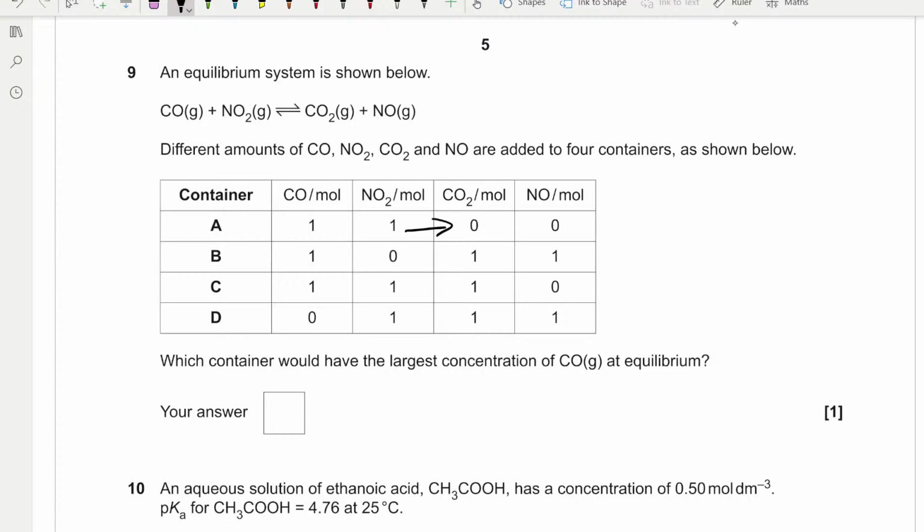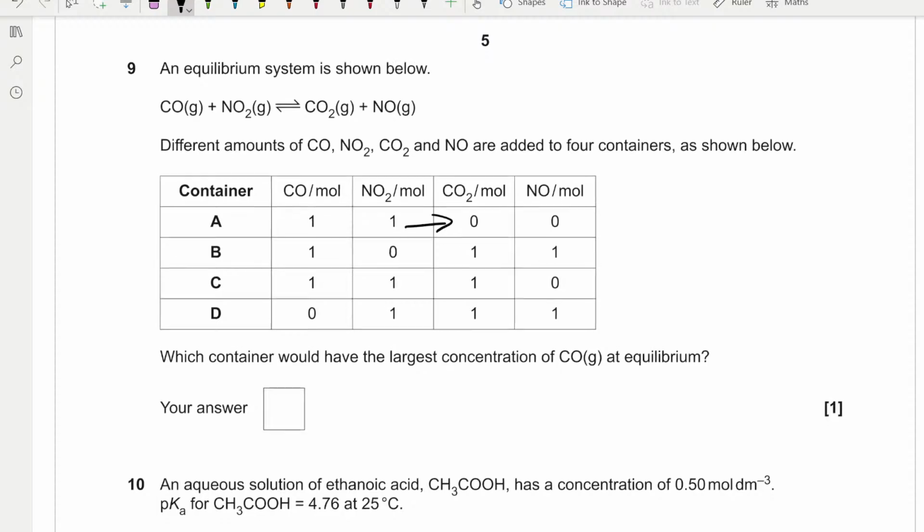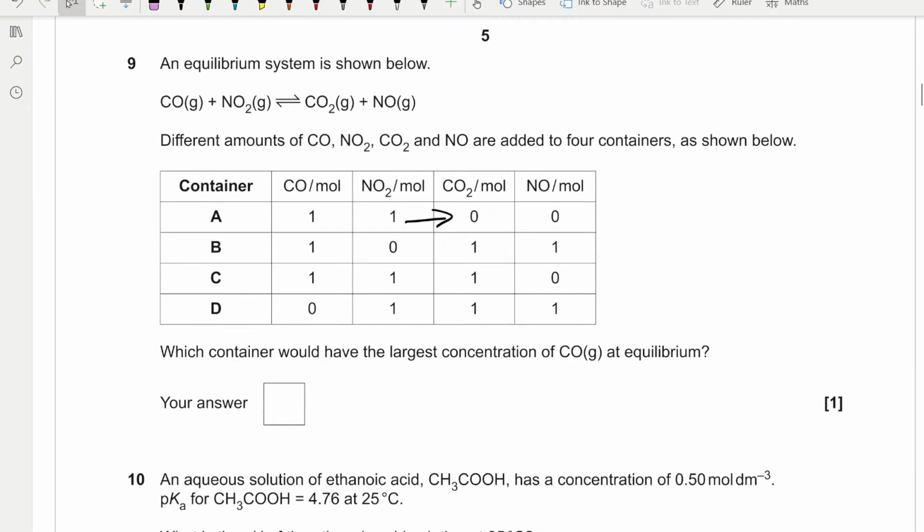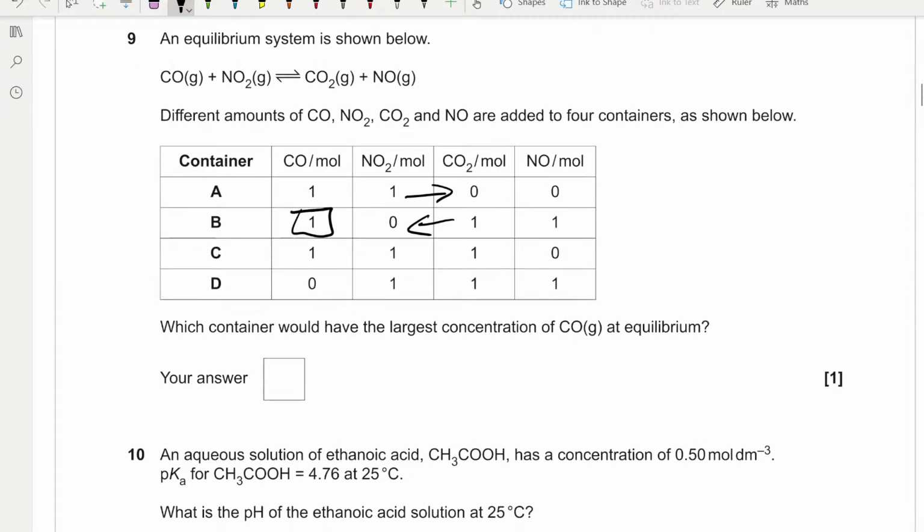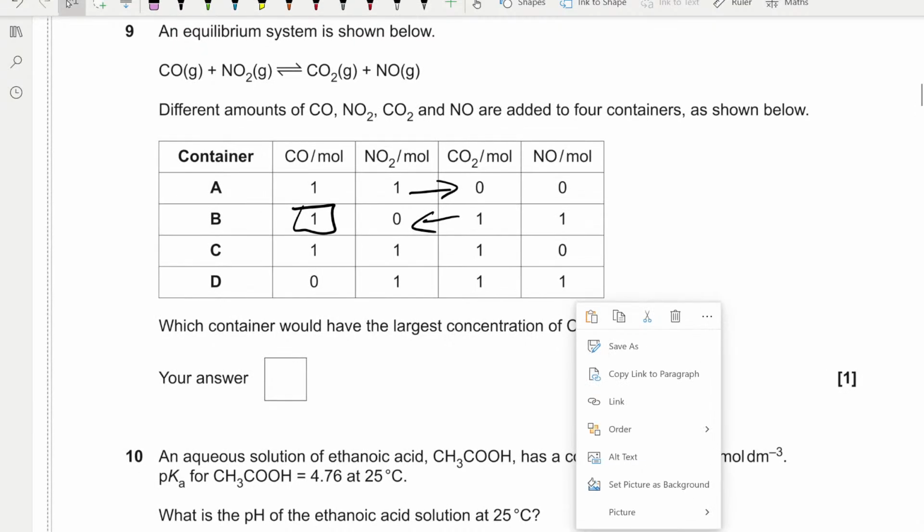But with B, you start with 1 mole of CO and 0 mole of NO2, and you start with 1 mole of CO2 and 1 mole of NO. So equilibrium is going to shift this way, but since we already start with 1 mole of CO, it's going to increase above. So the concentration of CO at equilibrium is going to be higher than the concentration of NO2 because we have a higher initial mole of it.